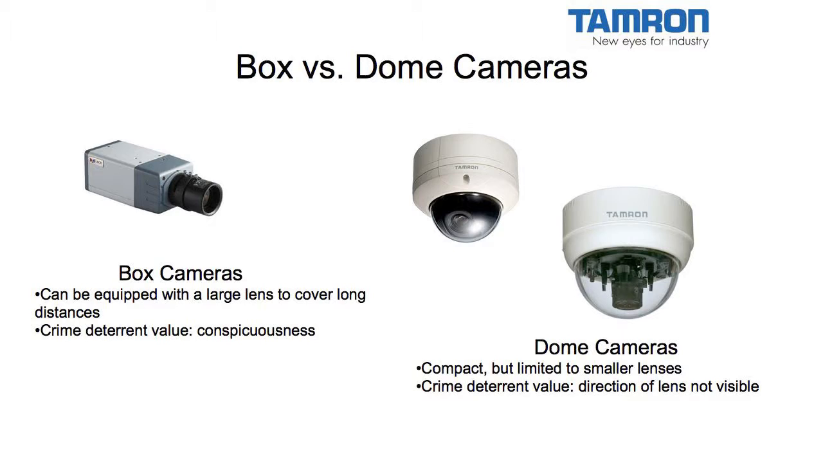Dome cameras are generally more compact than box cameras, but this also limits the size of the lens. It is important to remember that some long-range lenses may be too large to fit inside a dome camera. Dome cameras can be effective crime deterrents because the direction of the lens is often not visible, making it difficult to guess the area of coverage.